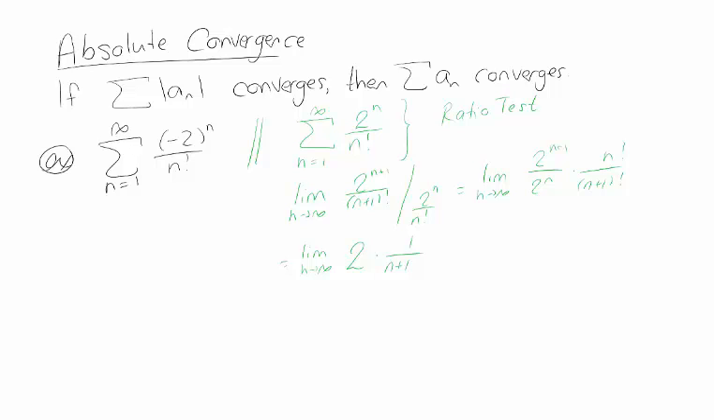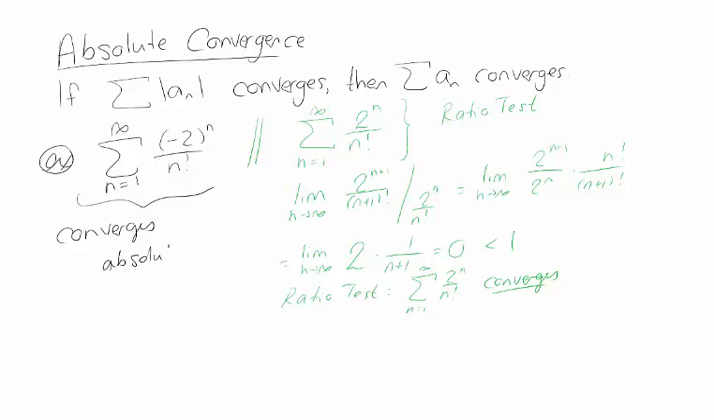Now this limit, when n gets real huge, is just going to be 0. And since 0 is less than 1, by the ratio test, I see that this green series is going to converge. Now I can just use the principle of absolute convergence for my original series, because when I take the absolute value, I get rid of these negatives. When I do that, it still converges. That means that this series also converges. And in fact, we say it converges absolutely.